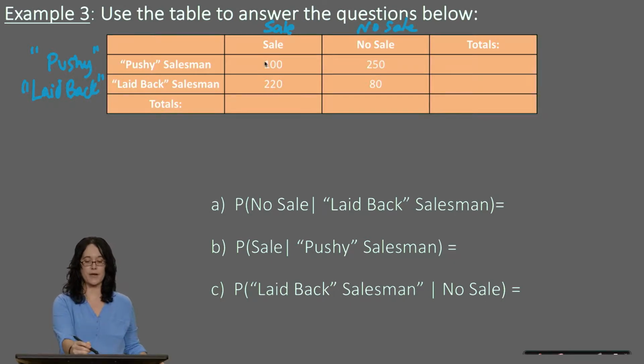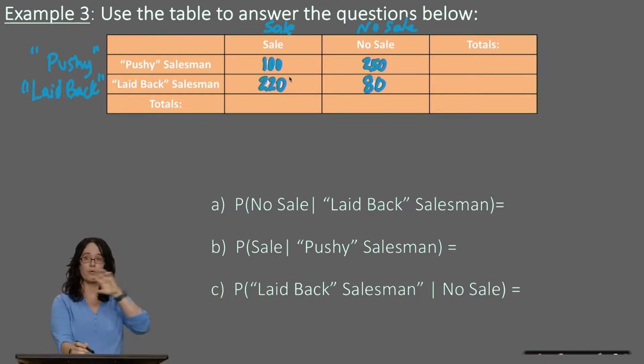In the first entry, we're told that there are 100 times where a pushy person sold the car, while there were 250 times where the pushy car salesman did not make the sale. We're also told that there were 220 times where the laid-back car salesman made the sale and 80 times where they did not. Again, the first thing you want to do when dealing with any of these charts is to find your totals.